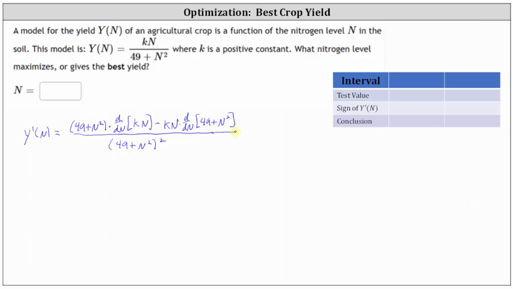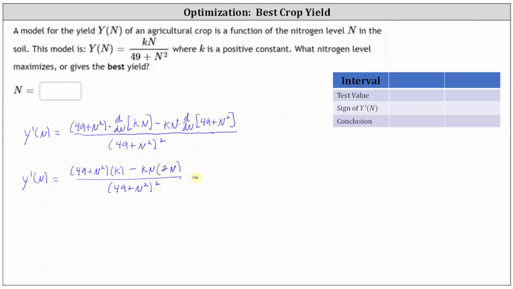And now let's find the derivatives. We have Y prime of n equals, we'll leave the denominator the same, which is the square of 49 plus n squared. In the numerator, we have the quantity 49 plus n squared times the derivative of kn with respect to n, which is k times 1, or just k. And then we have minus kn times the derivative of 49 plus n squared with respect to n, which is 2n.